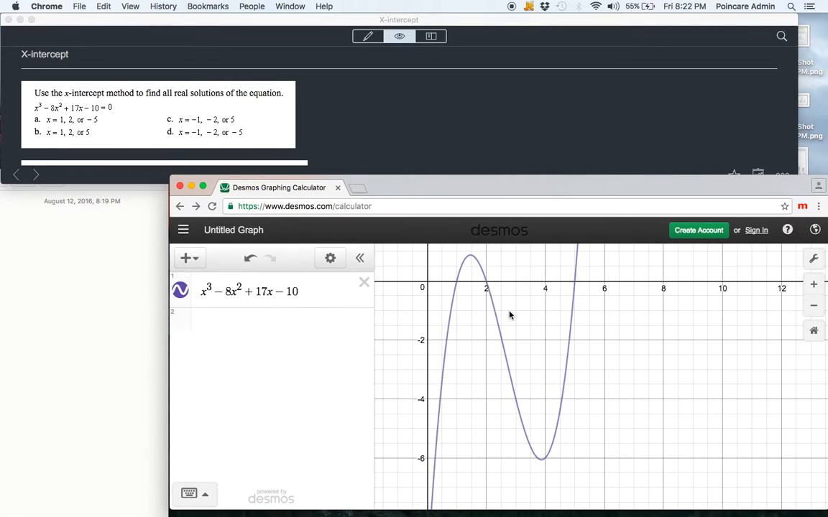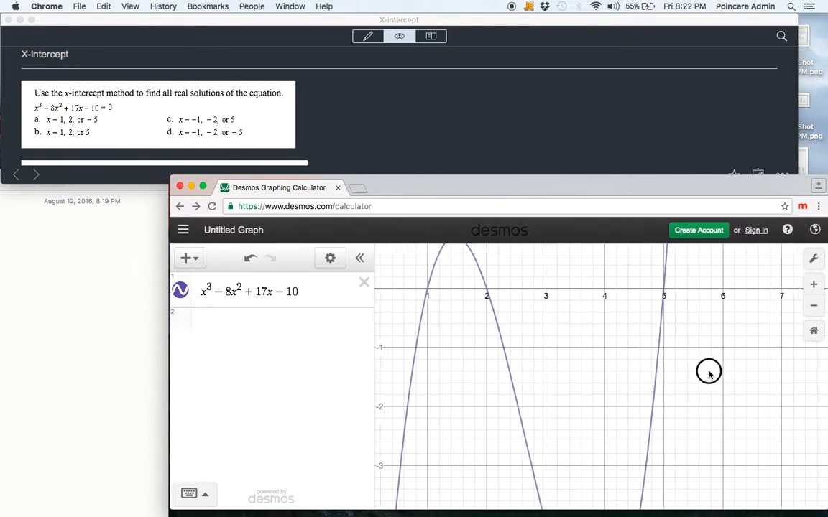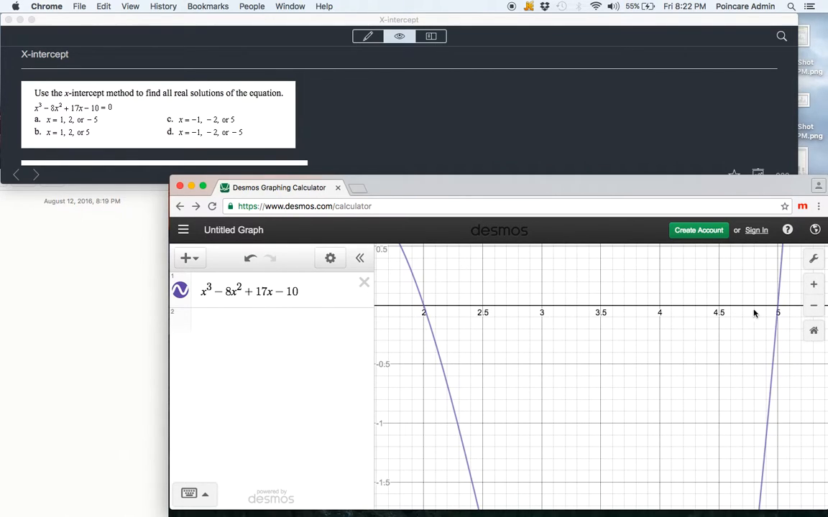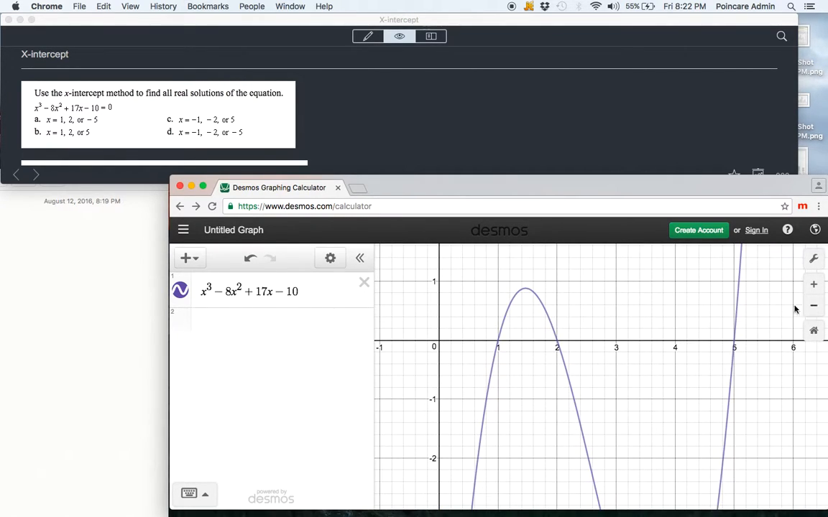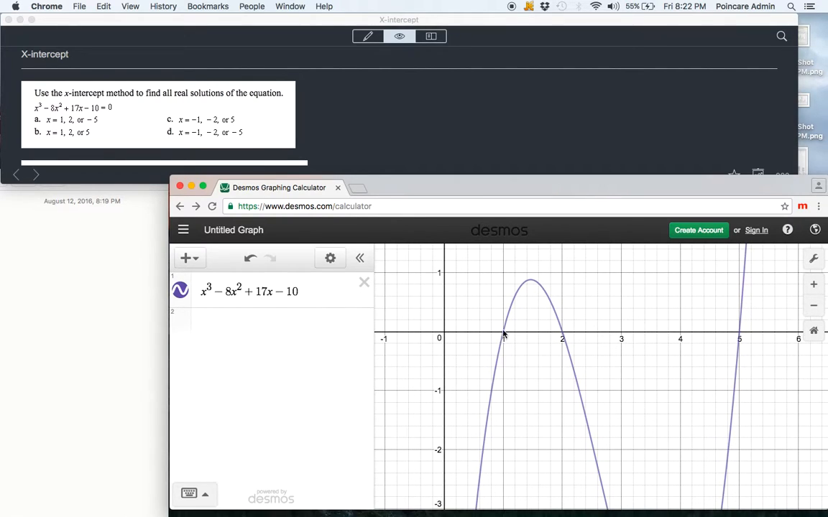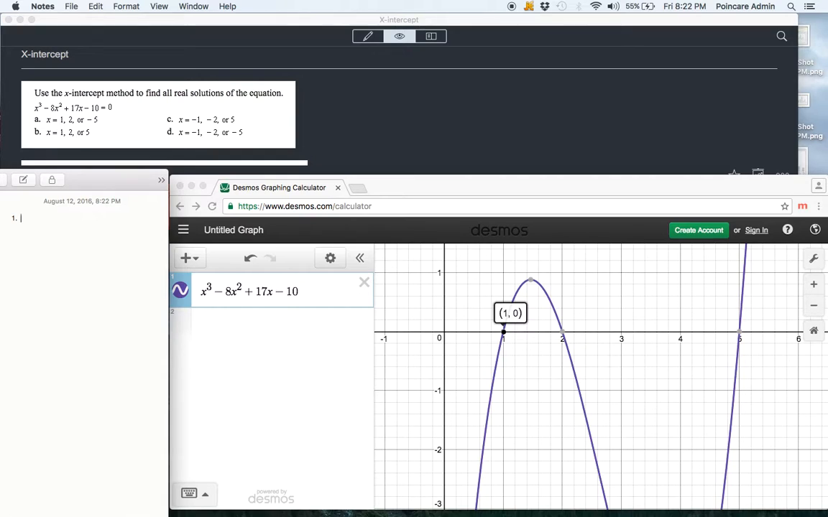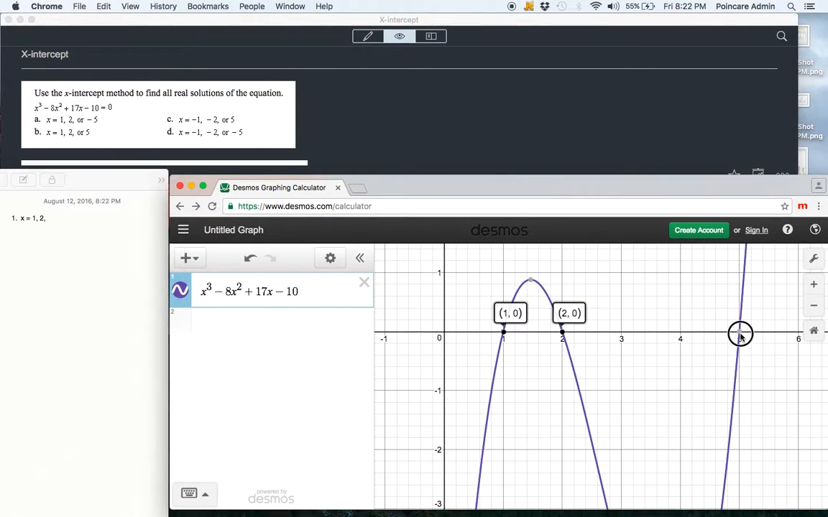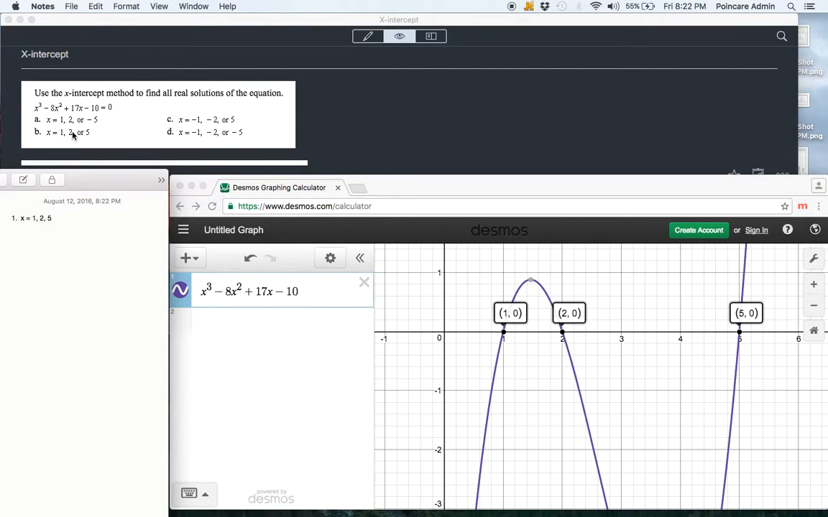Now you can zoom in, I just did this with my trackpad or mouse, but you can zoom in using these. Actually, let me zoom out so we can see them all. The answers to this are, believe it or not, just click on the axis, and I've got 1, 0. So that's my answer. I'm just going to write the answers down. My first answer is x equals 1. It hits the x-axis right there, so it's a 0, the solution to the equation. Then the next one is 2. And you can probably guess that the next one is going to be positive, and it is, it's 5. So my answer is B.